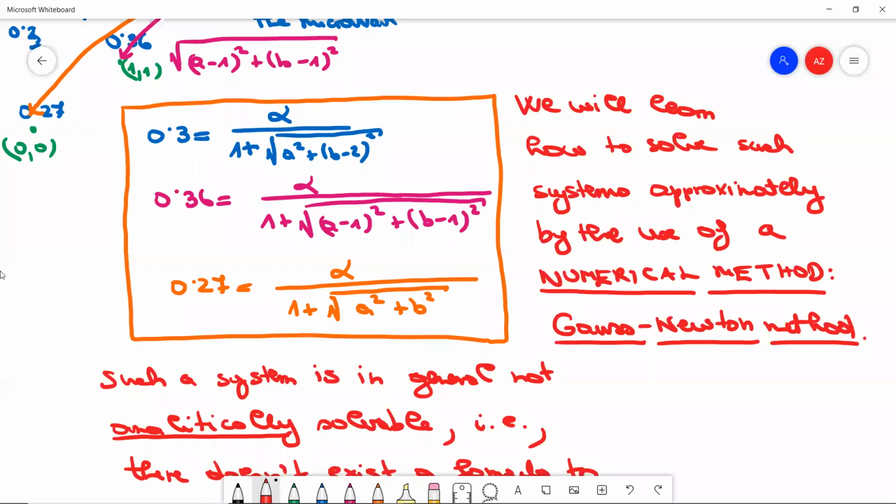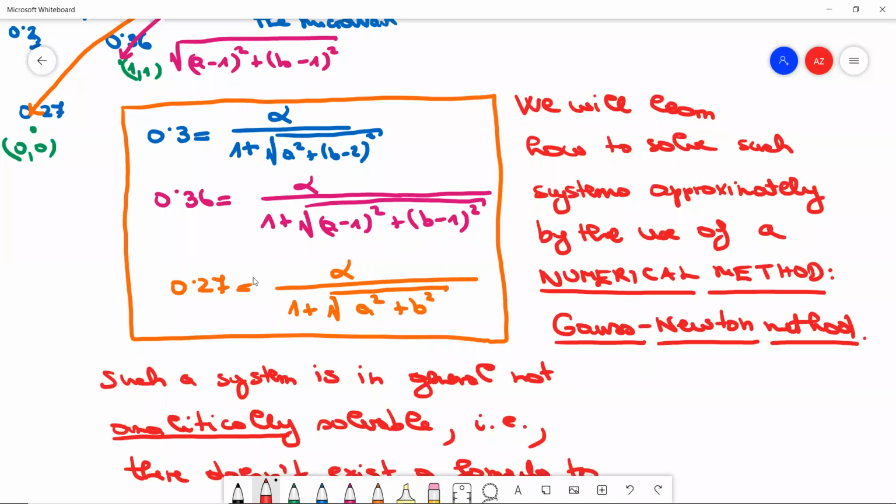Then we will generalize this to square systems like this. This is a 3 times 3 system. So we have 3 equations and 3 unknowns. And we will see the so-called Newton's method. And then finally, when we have more equations than unknowns, we will generalize this Newton's method to the Gauss-Newton method.